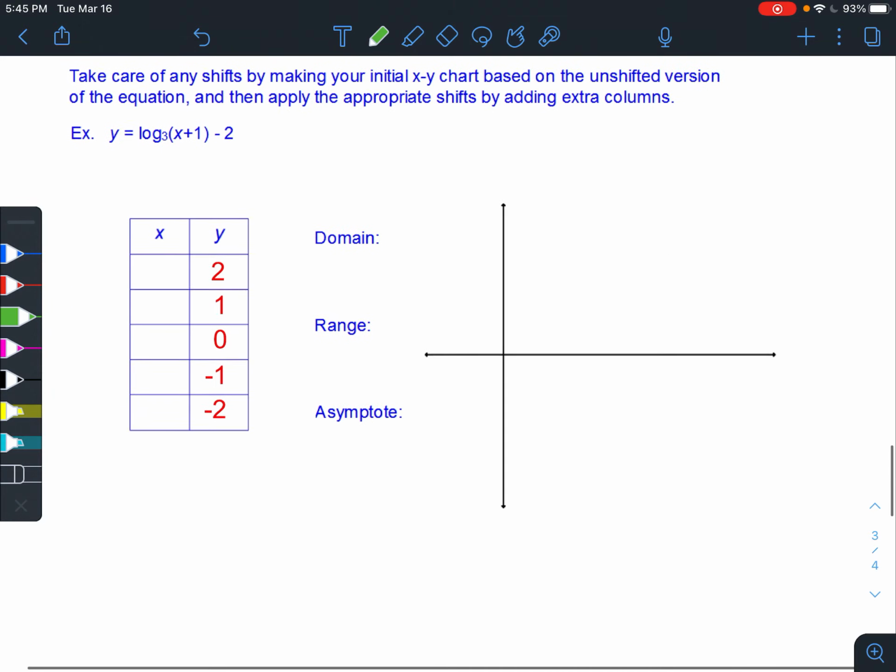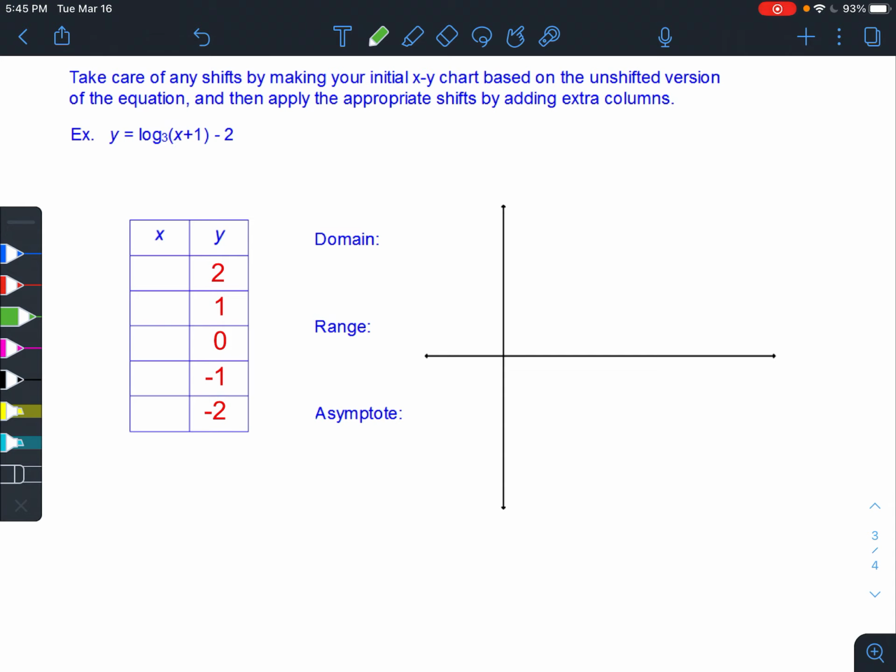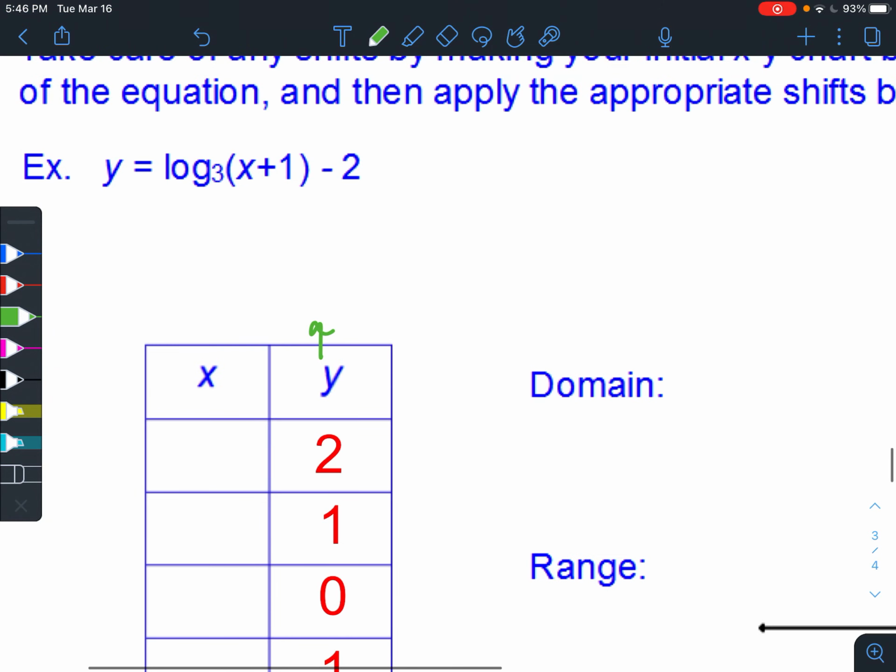All right, so let's take another one with some shifts. Take care of any shifts by making your initial x-y chart based on the unshifted version of the equation, and then apply the appropriate shifts by adding extra columns. So I've still got my 2 down to negative 1, 2 down to negative 2. Now my initial y value is based off of, again, ignoring the shifts. The +1, remember, is going to be a shift left 1 unit, and the -2 is a shift down 2.